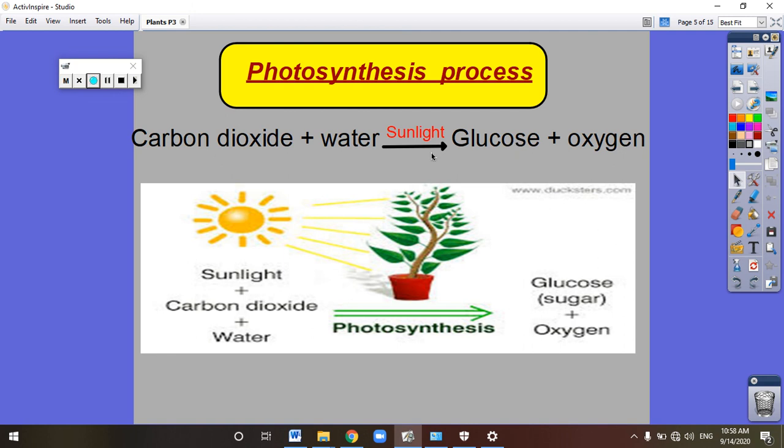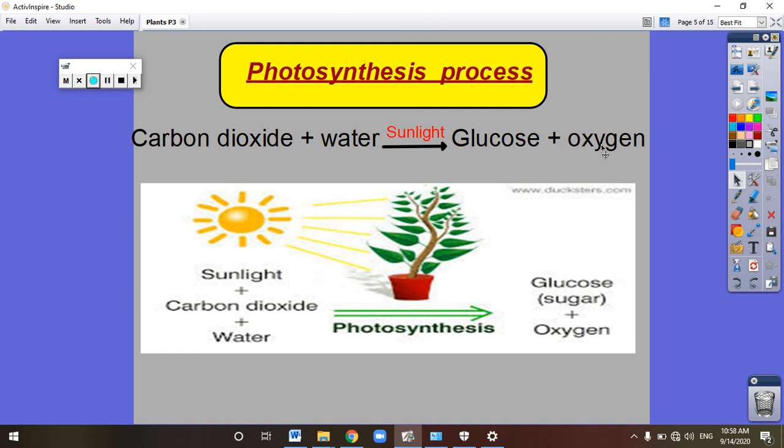Okay, so the plant takes carbon dioxide, water, and sunlight to produce glucose and oxygen gas. The plant produces oxygen gas into the air and we take the oxygen gas to breathe. So the plants take carbon dioxide to make photosynthesis and produce oxygen from the photosynthesis process.